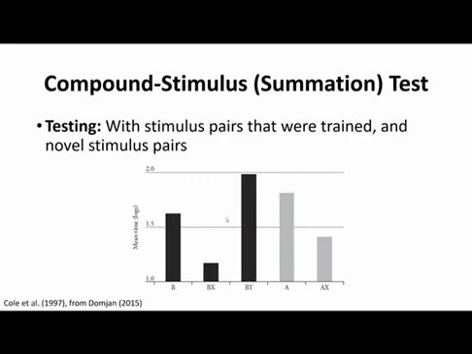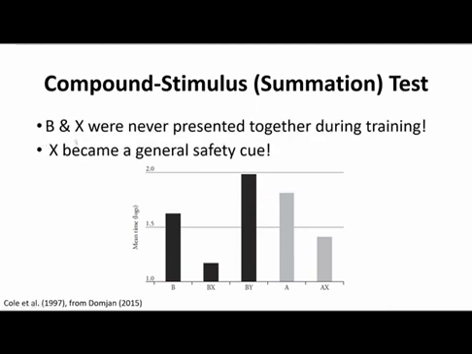So it's just sort of a control here, showing there wasn't something else going on. We've already said this, but B and X were never presented together during training, and we still saw that drop in the amount of time it took to drink for 5 seconds. So X became a general safety cue. They generalized to other scenarios where they treated BX the same way they treated AX.